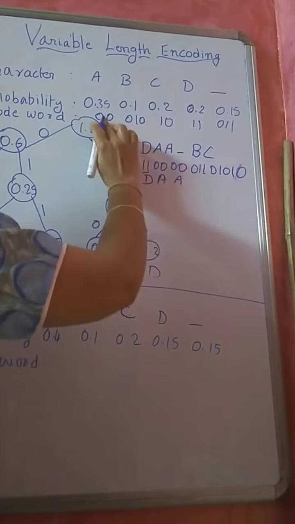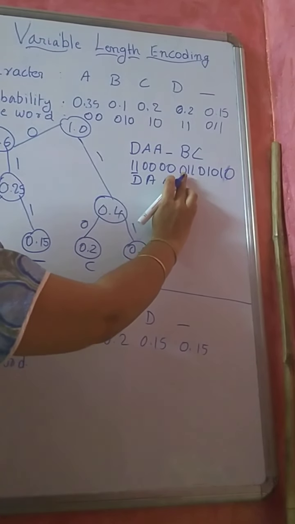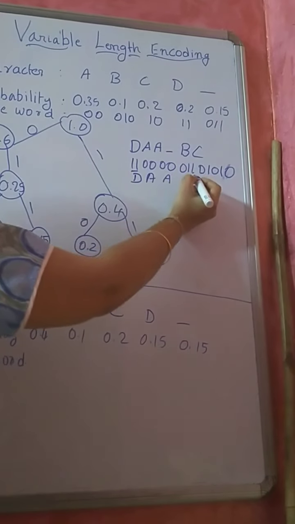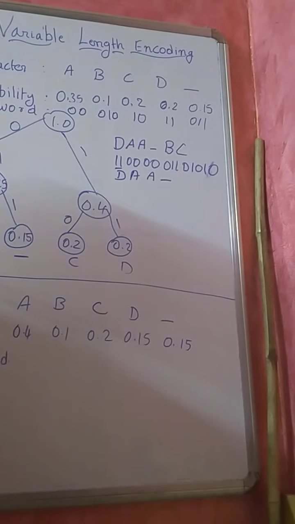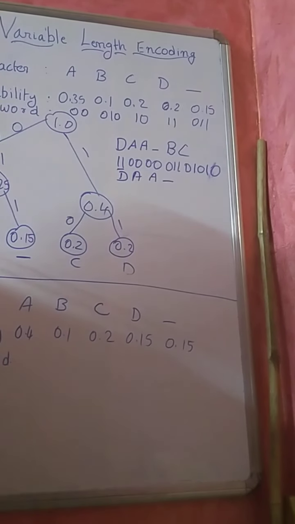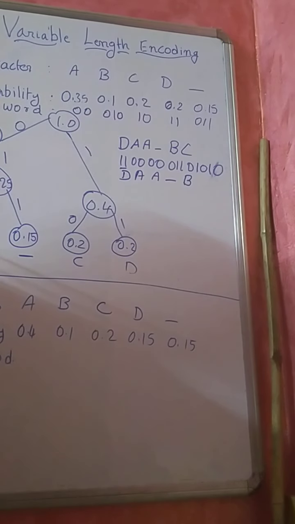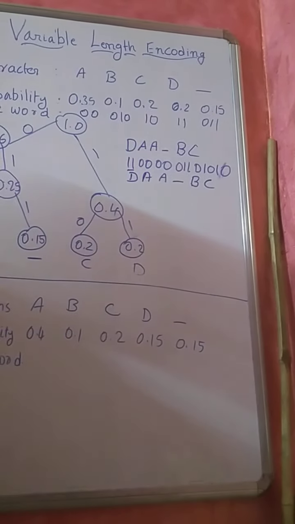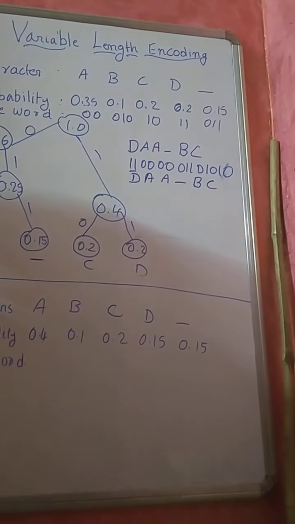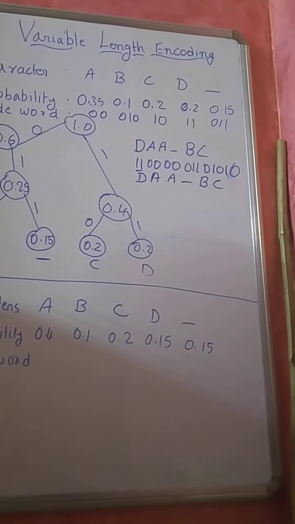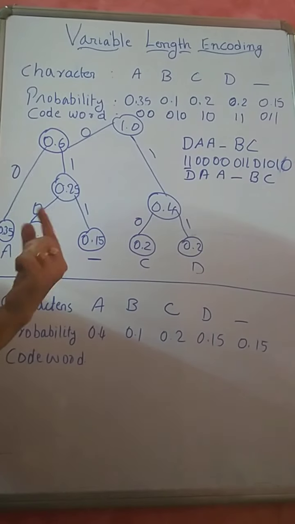Now 0, no, it is not a code word. 01, it is not a code word. 011, yeah, code word. So it is underscore. Then 0, no. Then 01, no. 010, B. Next 1, no. 10, yes. So now we got this. Whatever that encoded message was, we have decoded it and we got it back. That is DAA underscore BC.